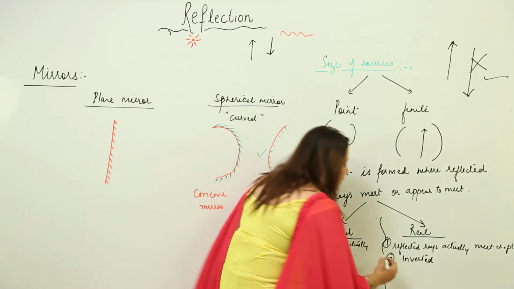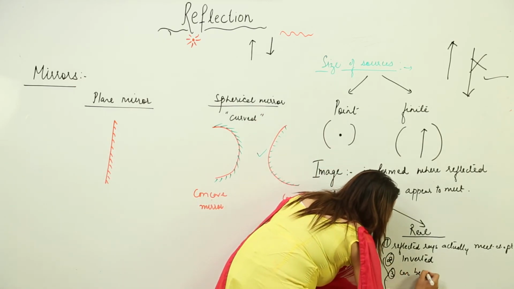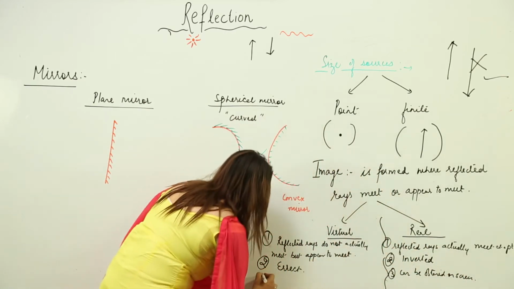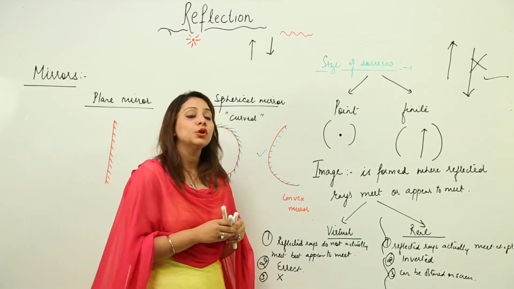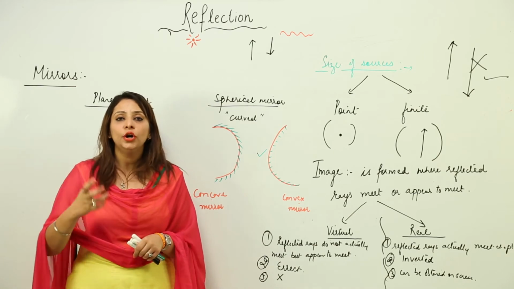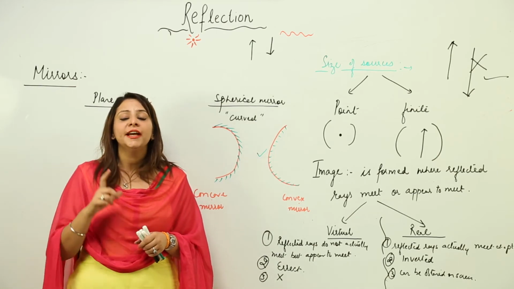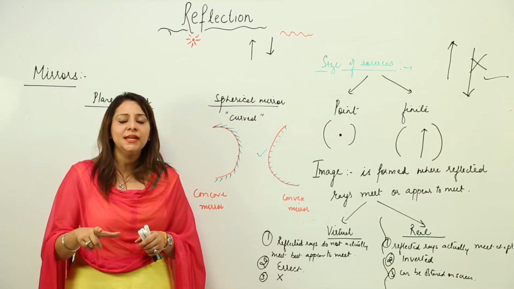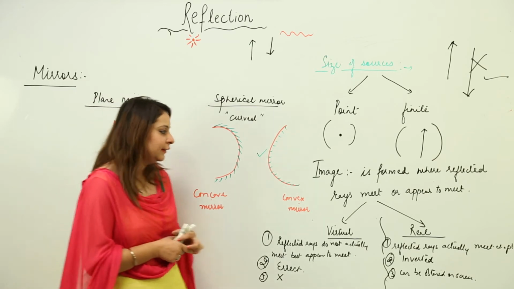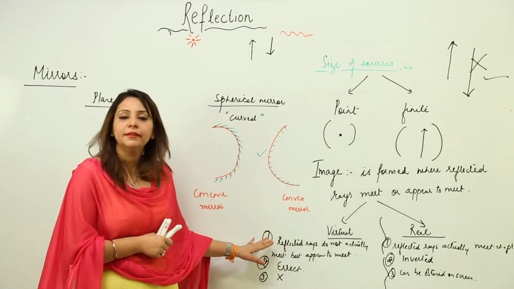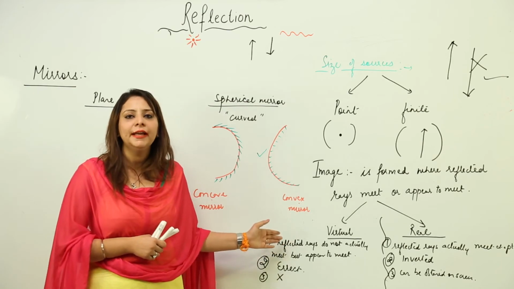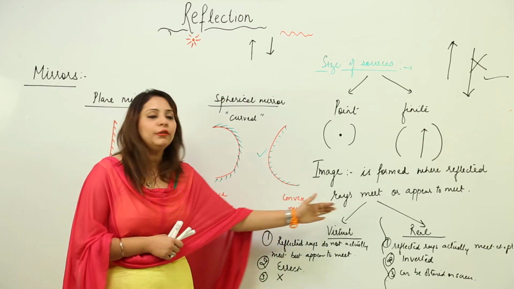And moreover, you know that a real image can be obtained on a screen, but a virtual image can't be obtained on a screen. So whatever images we see in a cinema hall, they are all obtained on the screen. That means they are all real and inverted, and in them the reflected rays are actually meeting at a point. Got it? So this is what a real and virtual image is. You will be more confident on this topic when we discuss the ray diagram. When I draw a ray diagram, you will be more clear with these points.